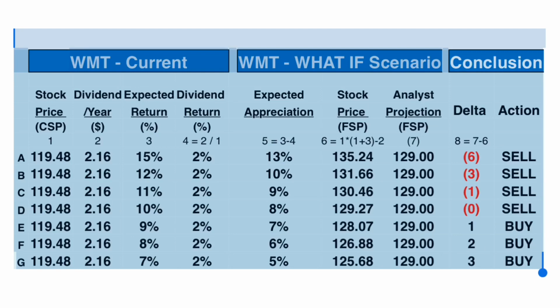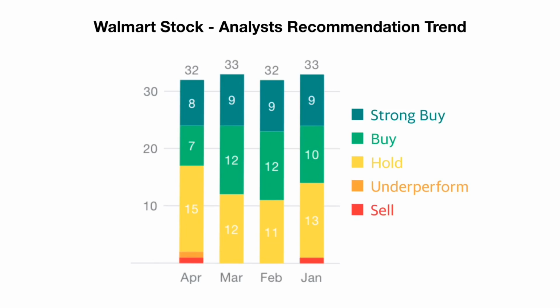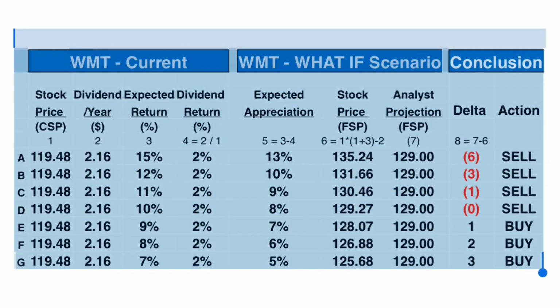Right? So I'm going to take a look at A, B, C, and D, which is I'm expecting either 15%, 12%, 11%, or 10% return. And all of them are negative. Look at column 8. So my number is higher than the analyst projection. So in this case, if I'm holding it, I should sell it, and number two, if I'm planning to hold it for 1 year, we should sell it.